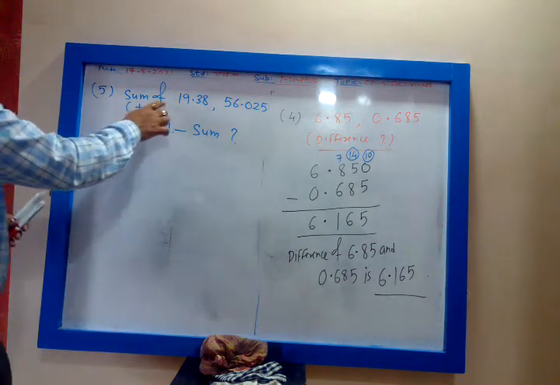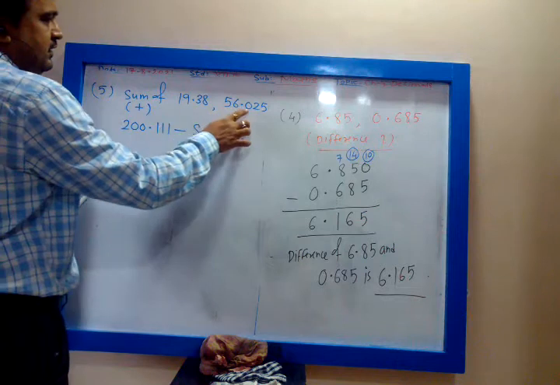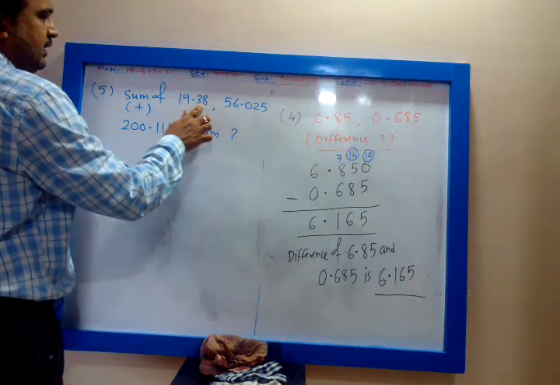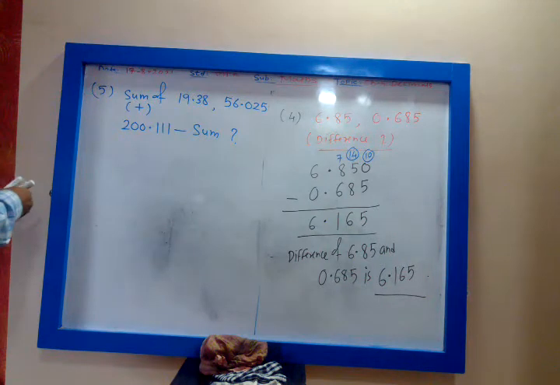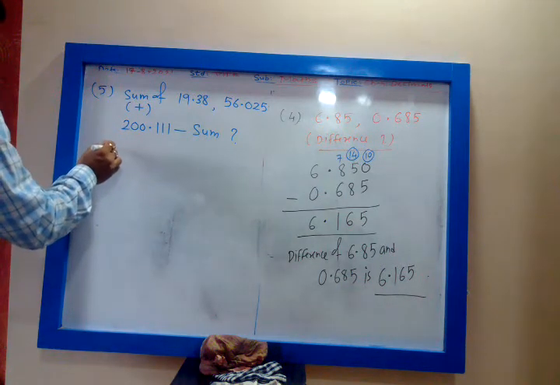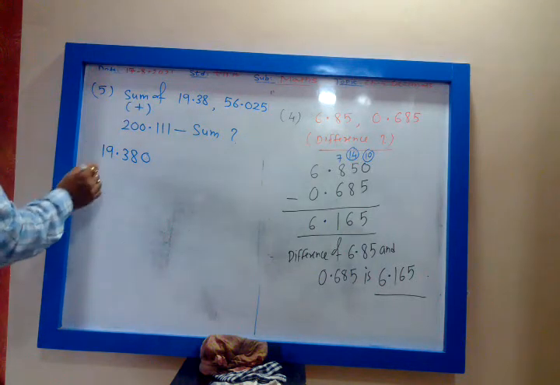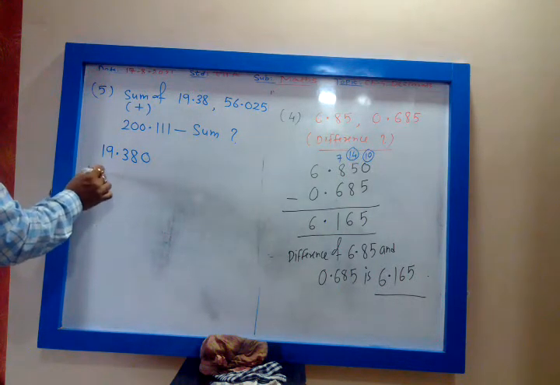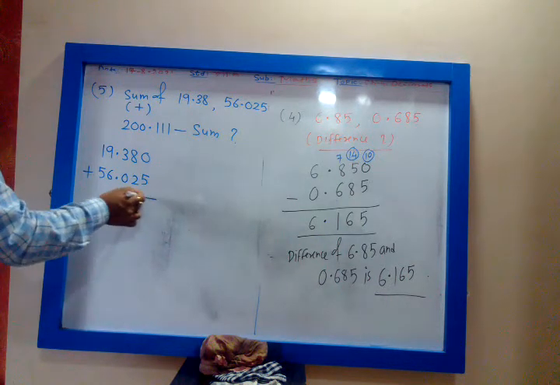So let us find the sum of these two. Are they like decimals? This is 2 decimal places and this is 3 decimal places. So make it like decimals. So you will write this as 19.380. Then sum means plus 56.025. Let us find the addition of these two.